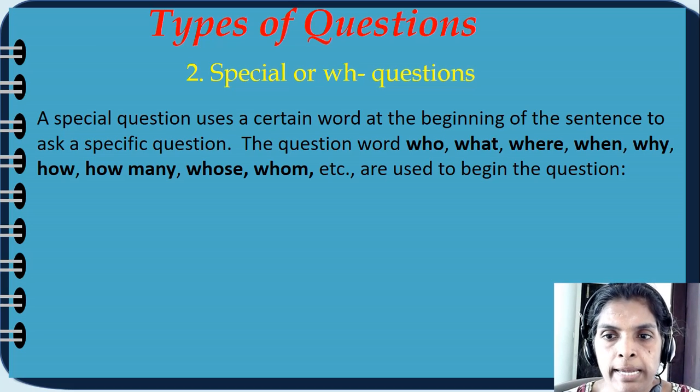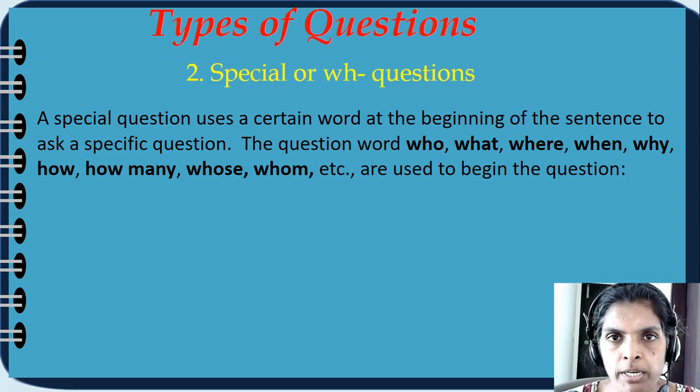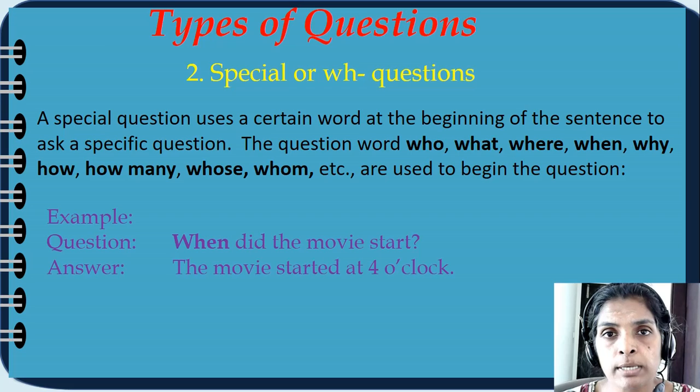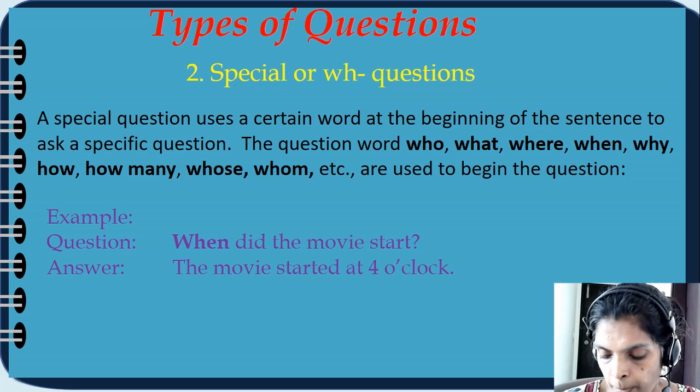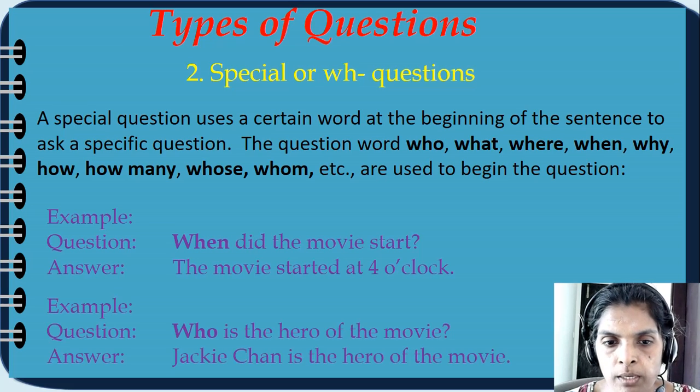That is why they are called WH. Most of them are W and one H. Okay, WH, WH, WH and only one how and how many. All the others are WH only. One example, when did the movie start? So the question is asking a specific time. So the answer will be movie started at 4 o'clock. So we are giving the time. Okay. Who is the hero of the movie? Jackie Chan is the hero of the movie. So who, as soon as you ask who, the answer should be one person, isn't it?